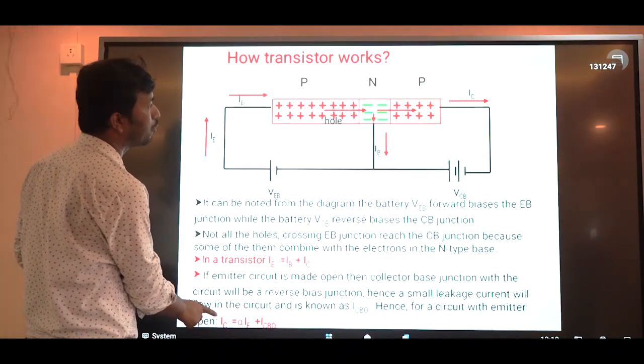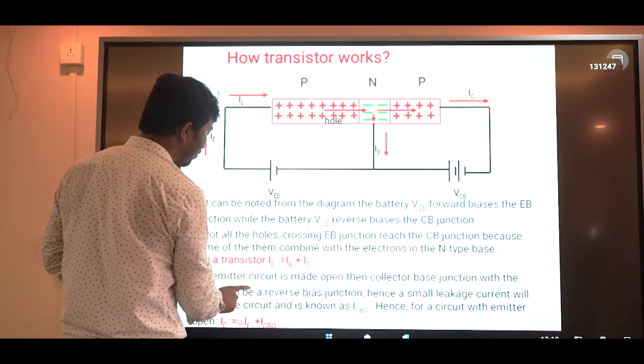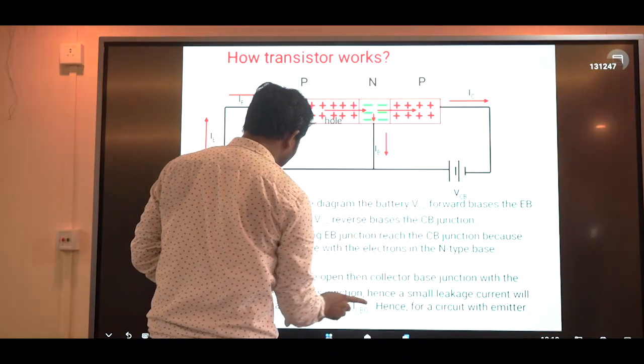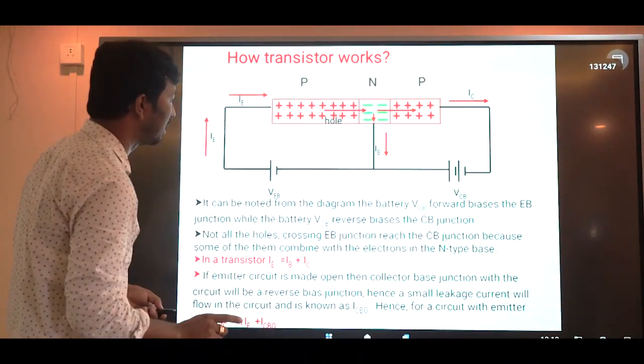So IC actually will have two components, one from this emitter which will be called alpha IE, and another portion called ICBO or leakage current. What is alpha? We will discuss here.